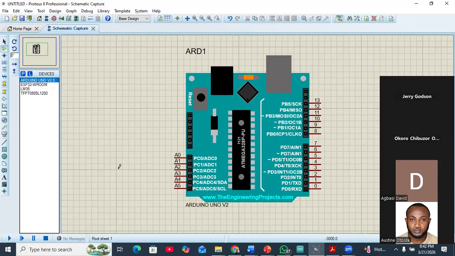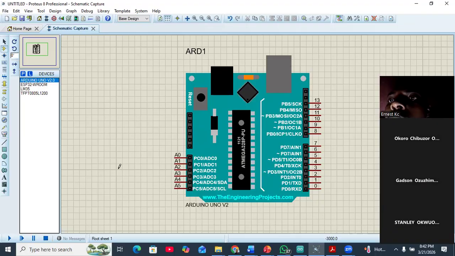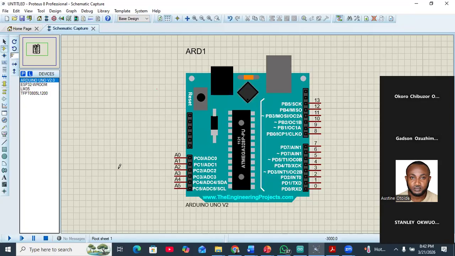Do you know what those A's stand for? Yeah, I think the A stands for analog pins. Okay, that's correct. Those A's there stand for analog inputs. You said analog input? Yes, analog inputs. Those A's stand for analog inputs.